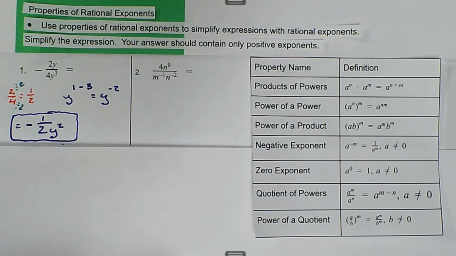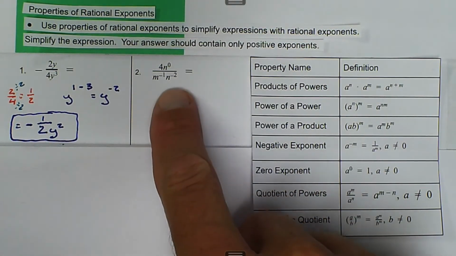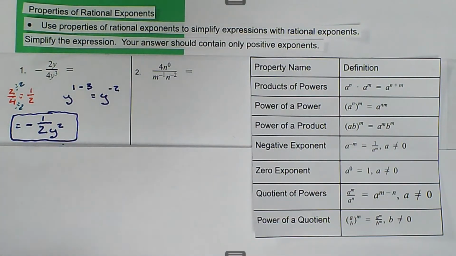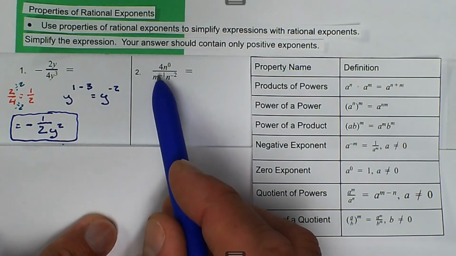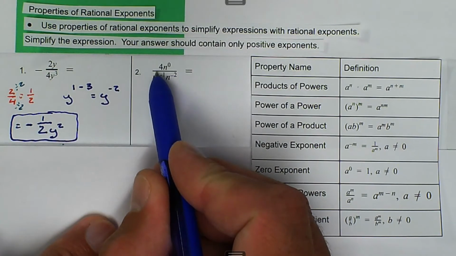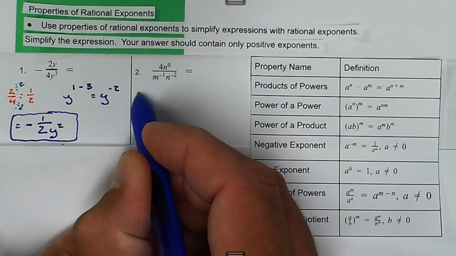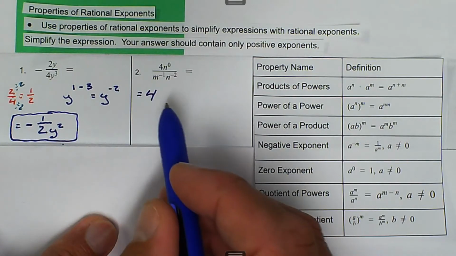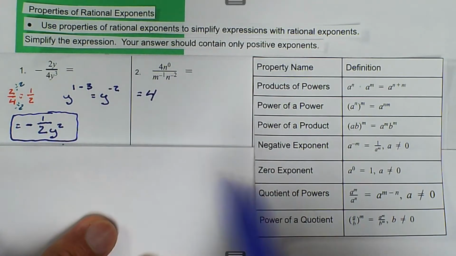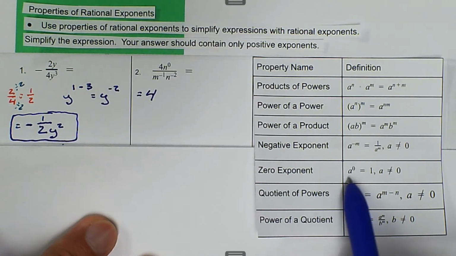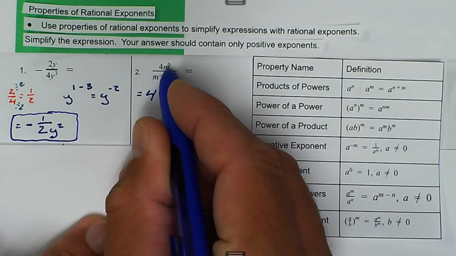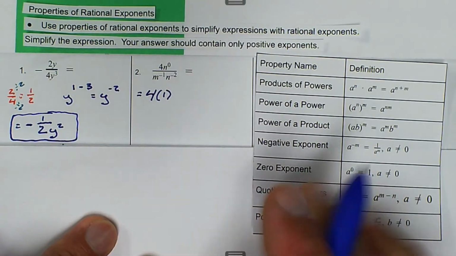Next one we have here is 4n to the 0, m to the negative 1, n to the negative 2. And so the first thing I want to do is rewrite everything that I know in order to make it positive like this one was over here. So there's nothing to cancel the coefficient out. I'm just going to write down the 4. Then I know that n to the 0, anything to the 0 power is the zero exponent rule. So that is just equal to 1. So that n to the 0 becomes 1.